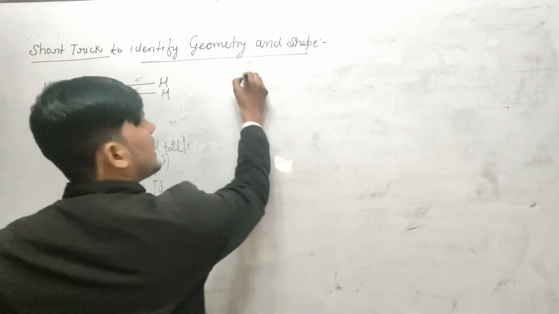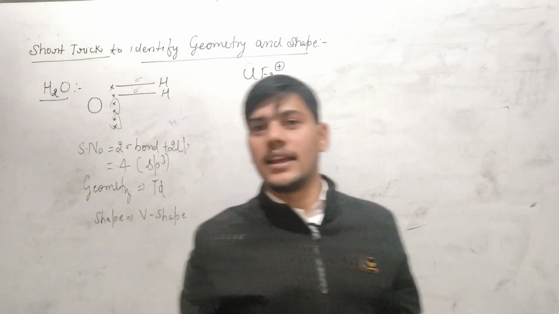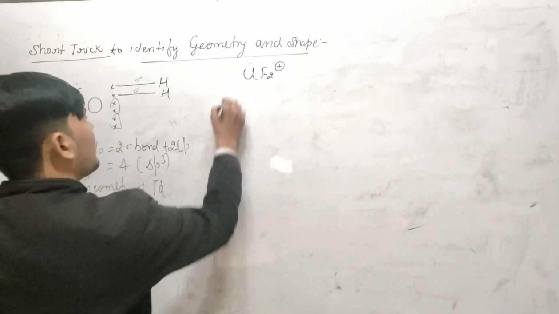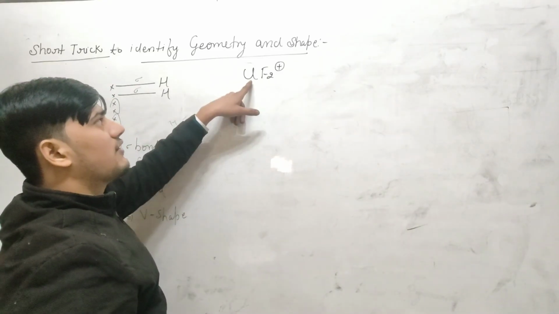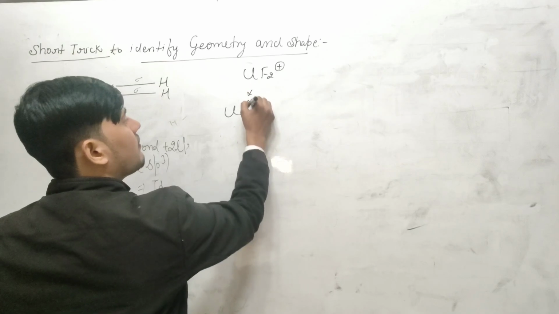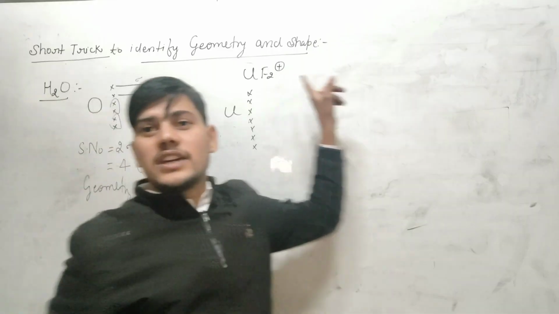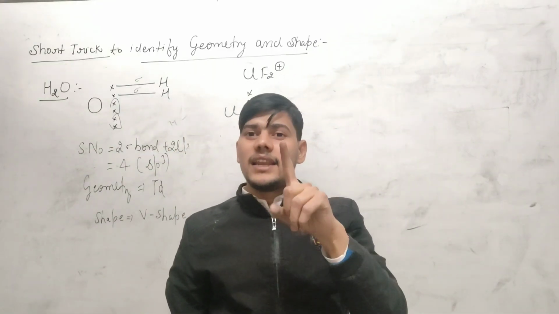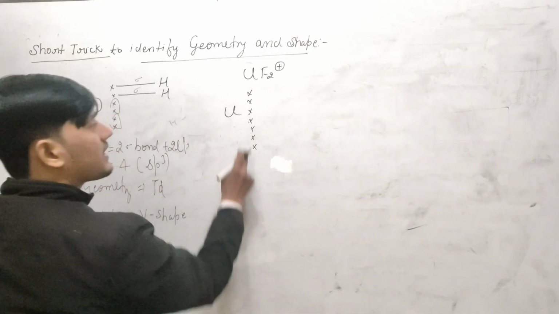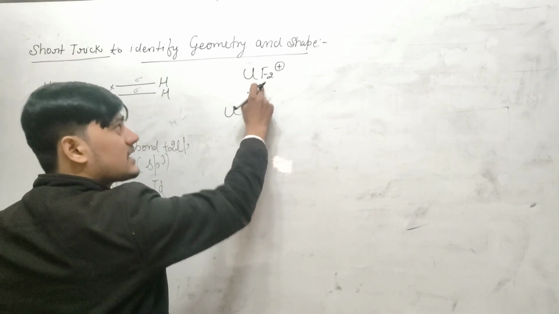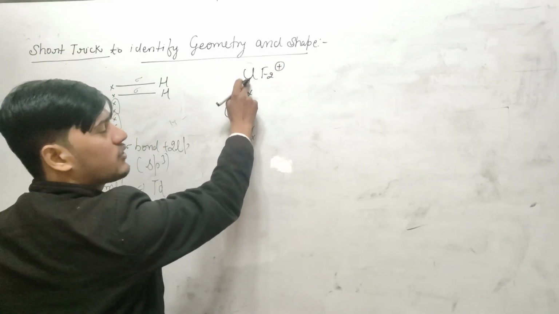Similarly, if the examiner is asking about the geometry and the shape of ClF2 positive, then how can we analyze it? For that, first of all, we calculate the steric number. The valence electrons on the Cl atom are 7: 1, 2, 3, 4, 5, 6, 7. There is one positive charge. Positive charge means one electron has been removed from the chlorine atom, so the chlorine atom will contain 6 electrons in this case, because one electron is removed and one positive charge has been observed on the Cl atom.